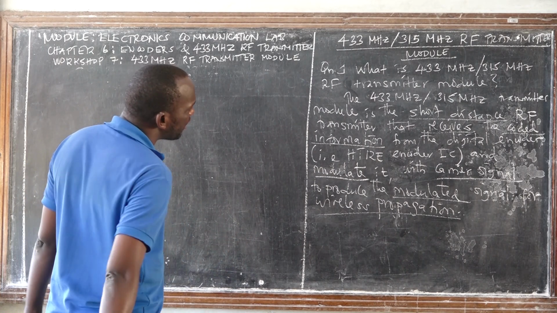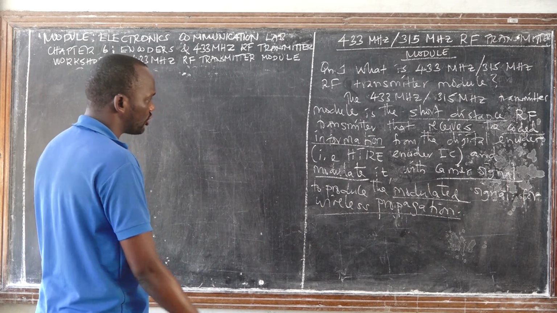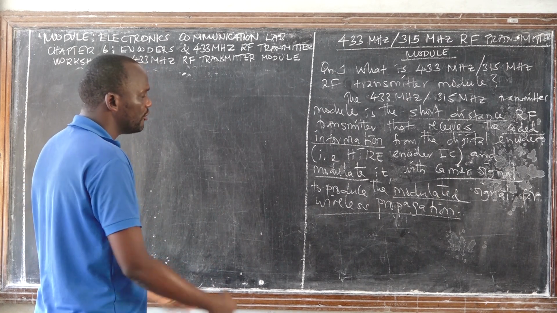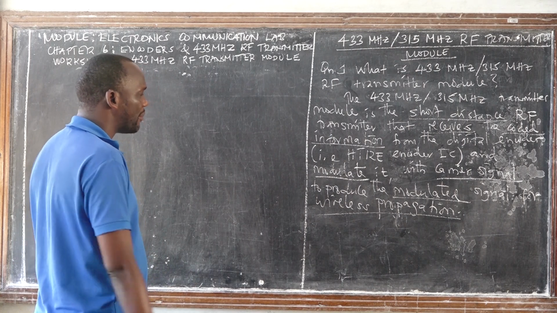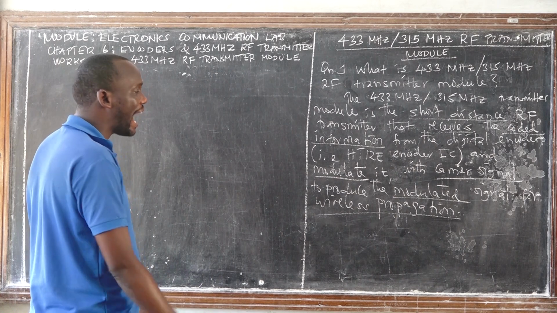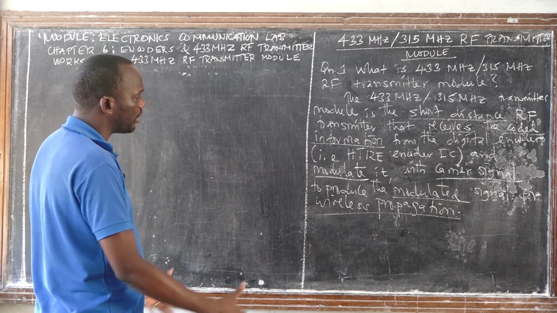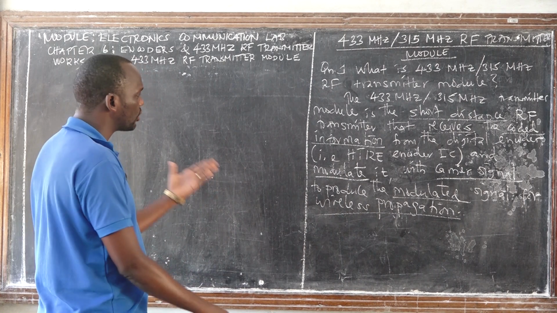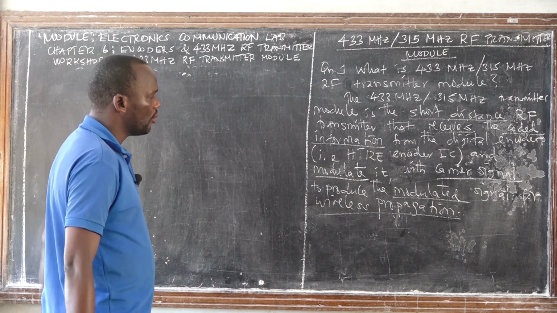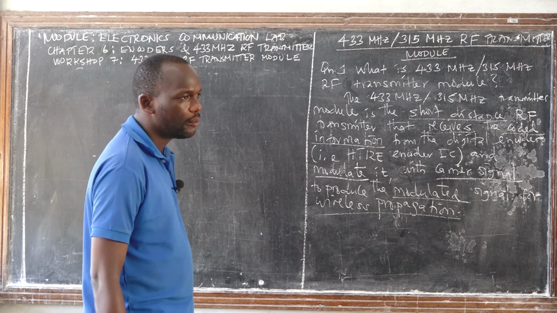So the 433 megahertz or 315 megahertz transmitter module is a short distance RF transmitter that receives the coded information. Say coded information. When we say coded information, it is encrypted information, so information with a particular address. It receives the encoded information from the digital encoder, such as the HT12A encoder integrated circuit, and modulates it with a carrier signal to produce the modulated signal for wireless propagation.